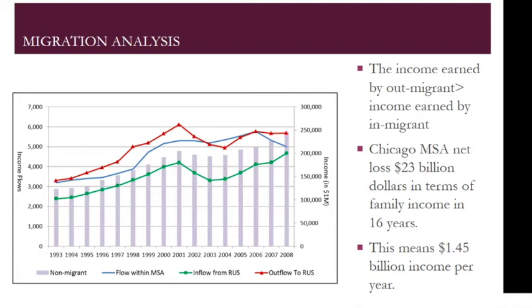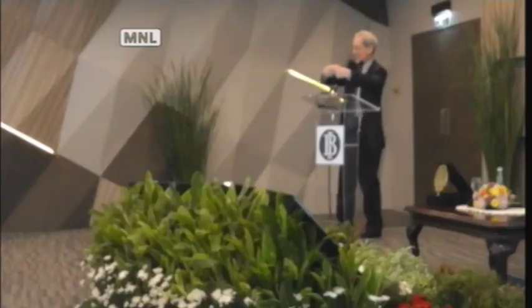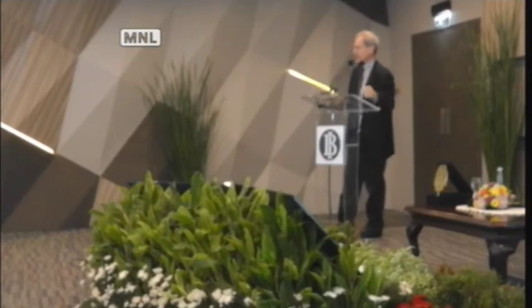You can see here that over a 16-year period, as a result of net migration, Chicago lost $23 billion of income. Now, $1 billion spent in the region would generate about 20,000 jobs, directly and indirectly. So in the course of a year, we are losing the equivalent of about 50% of our annual natural growth rate in employment. So just the transfer of people has a very negative effect on our economy.